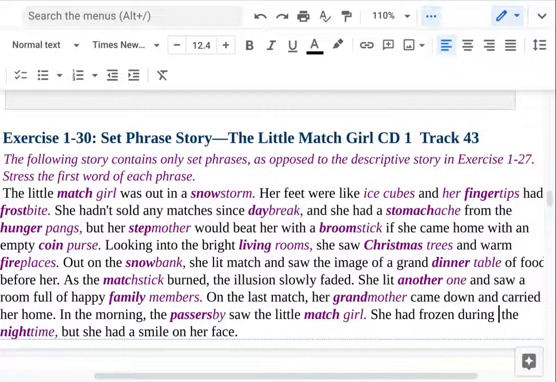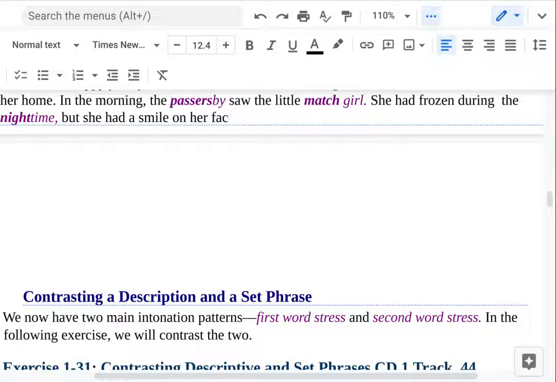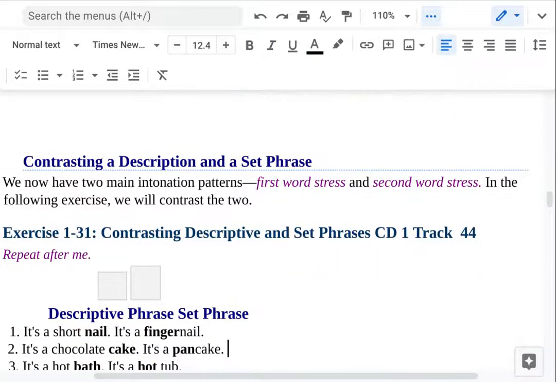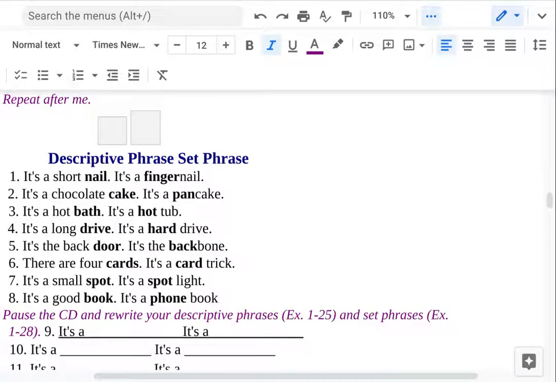Contrasting a description and a set phrase. We now have two main intonation patterns, first word stress and second word stress. In the following exercise, we'll contrast the two. Exercise 131. Contrasting descriptive and set phrases. Repeat after me. 1. It's a short nail. It's a fingernail. 2. It's a chocolate cake. It's a pancake. 3. It's a hot bath. It's a hot tub.